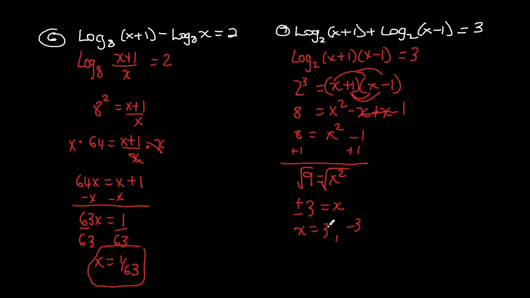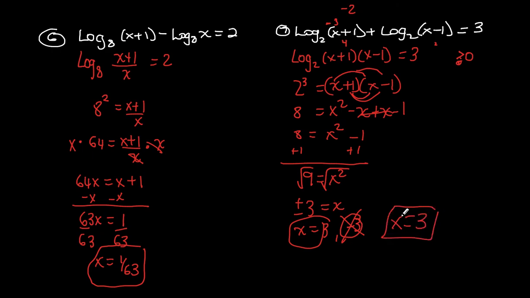But all logs must be greater than 0. They can't be negative or 0. So if I plug in 3 here, 3 plus 1 is 4. 3 minus 1 is 2. So 3 is an answer. But if I plug in the negative, you need to check your negatives. Here I have negative 3 plus 1. That's a negative 2. You can't get the log of a negative number. So you can't use that. So the only answer to that is x equals 3.